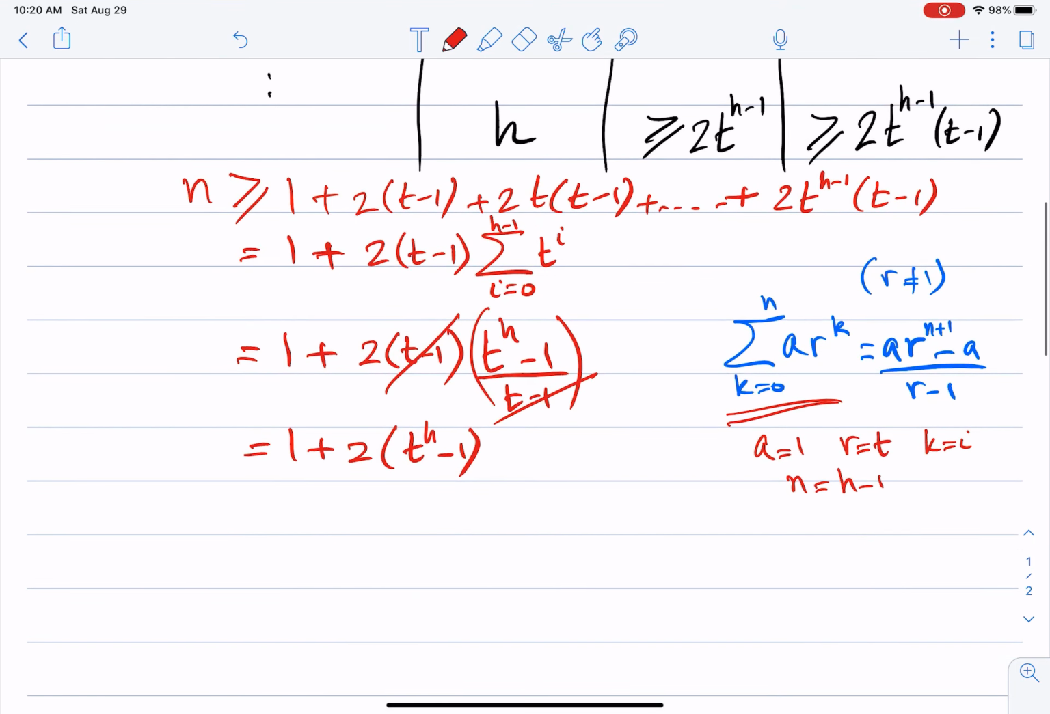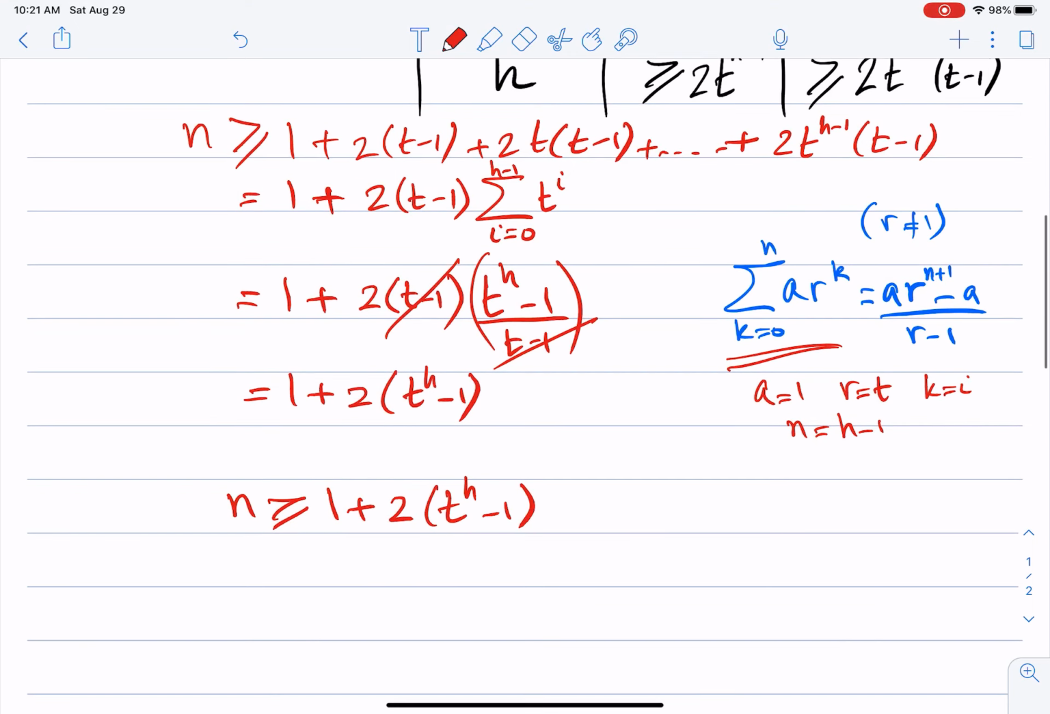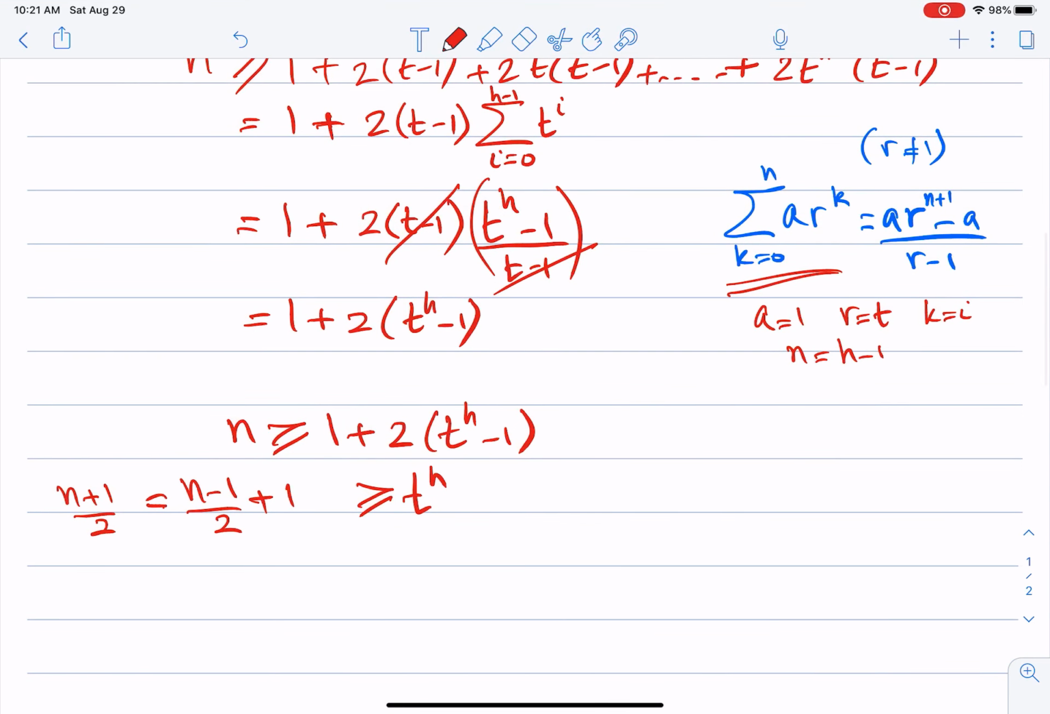So now let's look at it here. What we have is n greater than or equal to 1 plus 2 times (t to the h minus 1). If I just keep t to the h on one side, I want to keep t to the h on this side, then I can now push the n minus 1 over 2 plus 1, like this here. And this is basically (n plus 1) over 2, okay? So we have t to the h is smaller than or equal to (n plus 1) over 2.